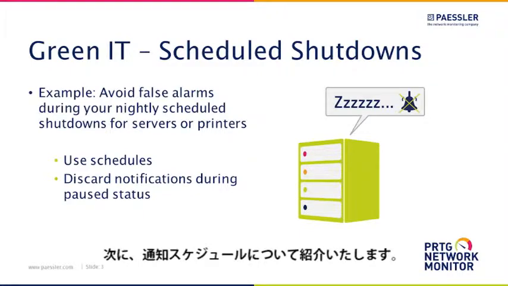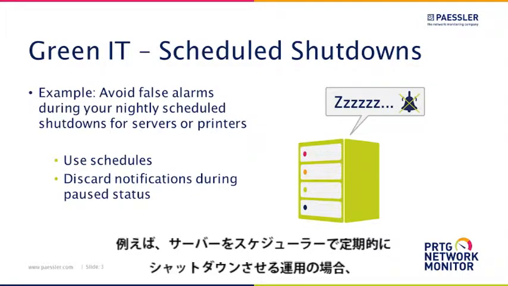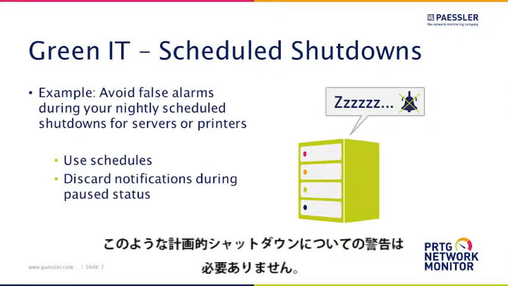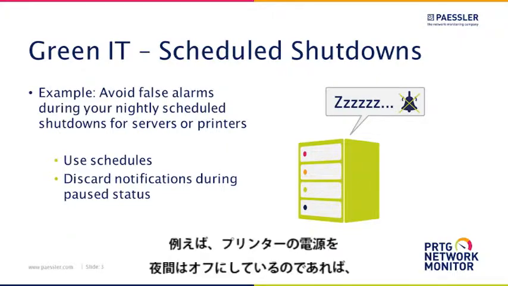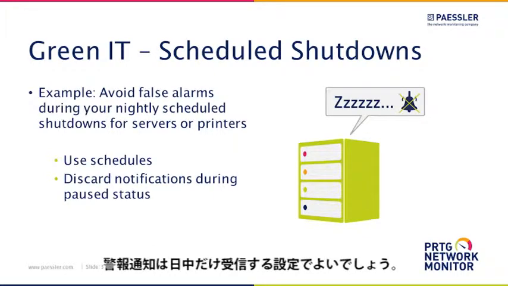Let's now look at another use case, this time for notification schedules. For example, if you have a green IT program that includes a scheduled shutdown of your servers, then you don't want to receive alarms from PRTG about these scheduled shutdowns. To avoid receiving alarms, you can set a schedule for each notification. For example, if your printers are shut down overnight, then the notification you use for your printers should specify a schedule that's only active during the day.